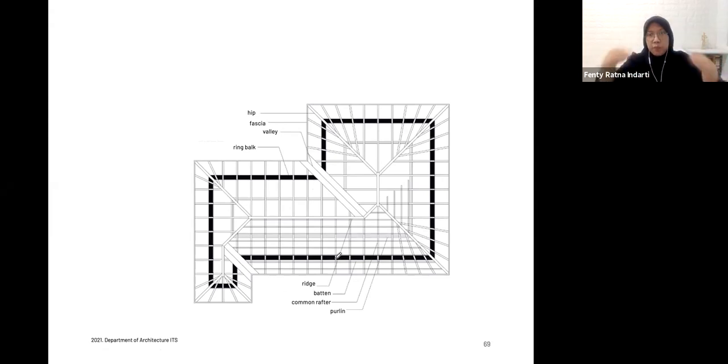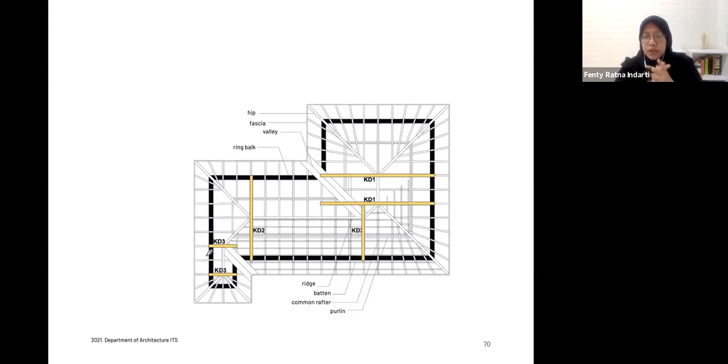So from the top and it goes down so that you can put more stuff on it, and then it becomes full like this. So there's stretch, batten, common rafter, and also purlin. And then after that, you have to draw the wood rafter.